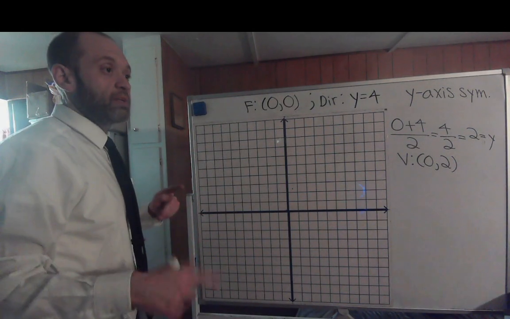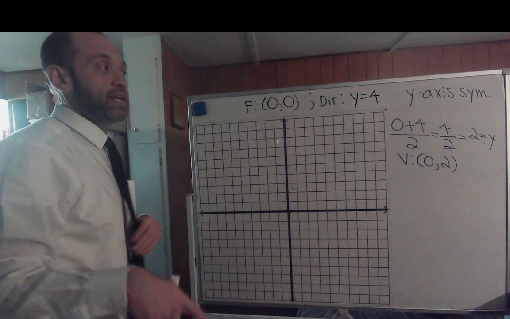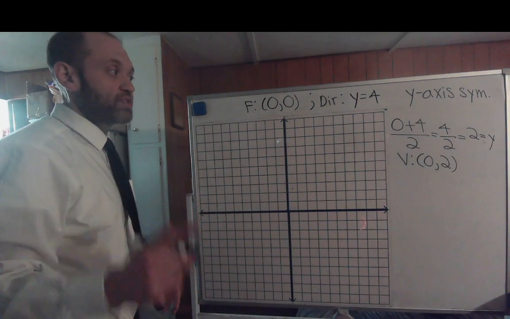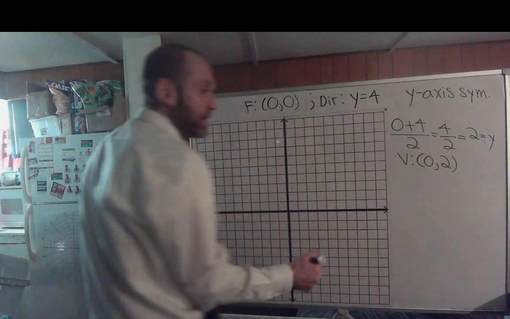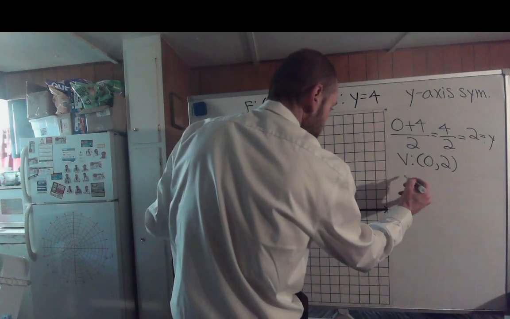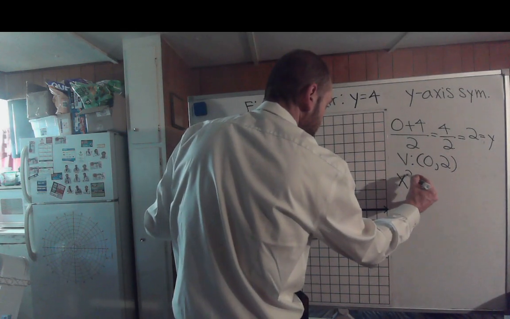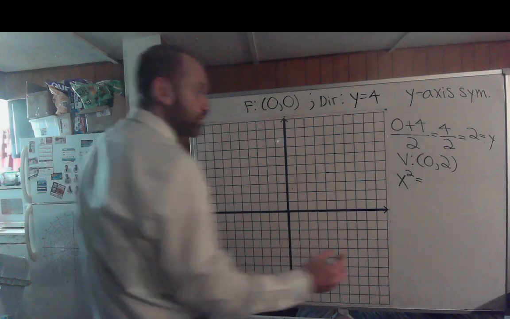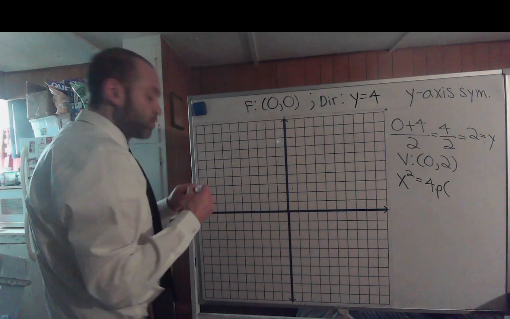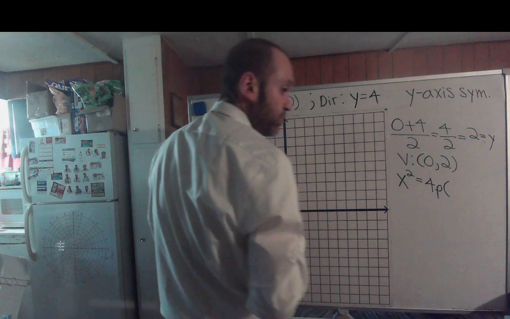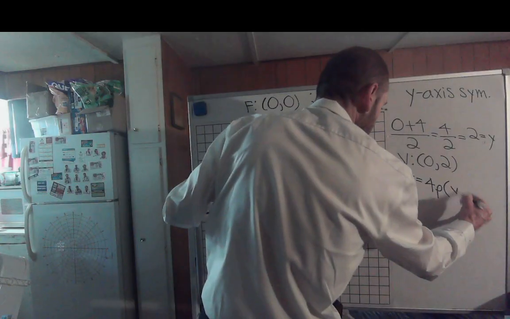So we've determined it's y-axis symmetry, meaning that the y variable is linear, so the x is quadratic. The x-coordinate of the vertex is 0, so the left side is just going to look like x squared equals 4p times, what is my y-coordinate of the vertex? That's 2, so this would be y minus 2.